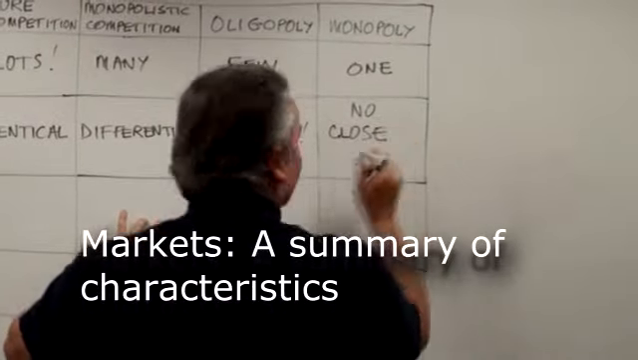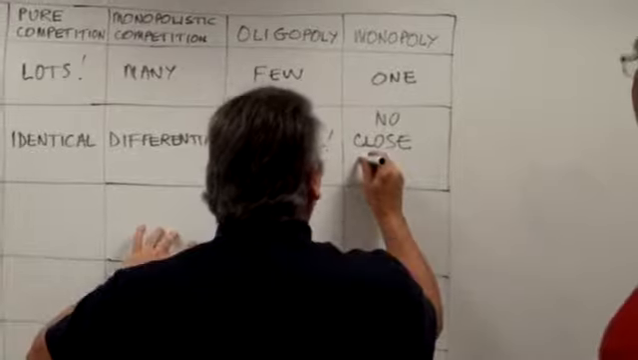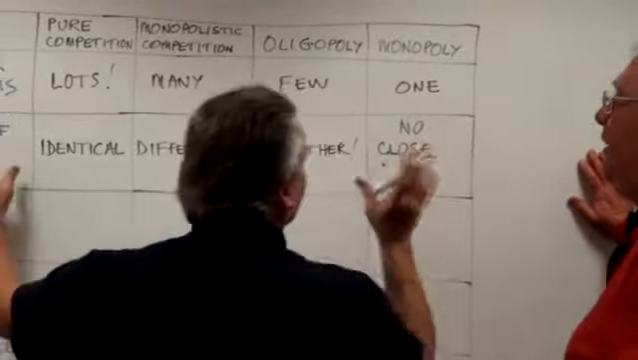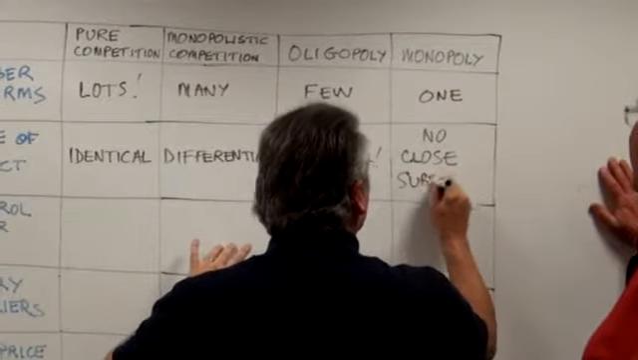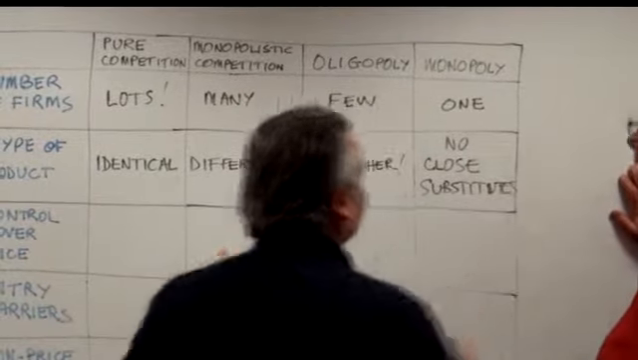Ken. You caught me. Oh, early bird again, mate. Early birding. I'm sorry. Where was I? I said, hang on. Okay, Monopoly type of no close substitutes. All right. Okay, you caught me. What am I doing?